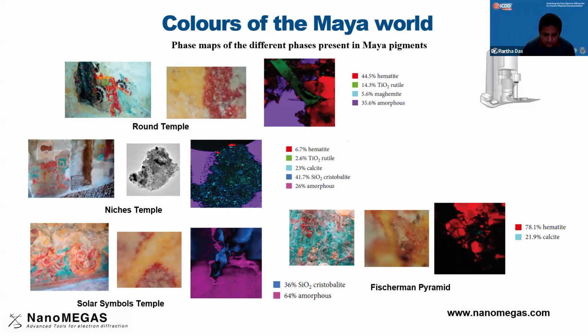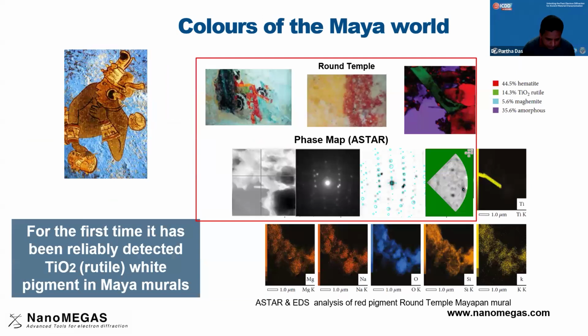But the very interesting thing is we also detected a very small amount of titanium oxide, rutile, in two places, two colors, which was not reported anywhere in the literature, and was not detected by X-ray techniques. So when we saw some unknown phases, we did some EDX maps, and we saw signals of titanium as well. Then we matched back with titanium oxide and did a phase map.